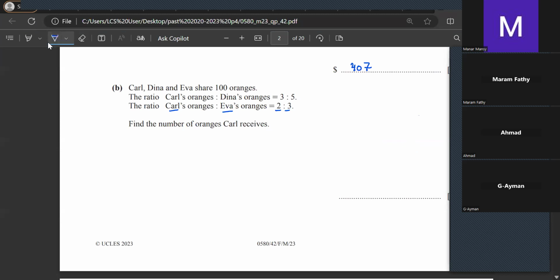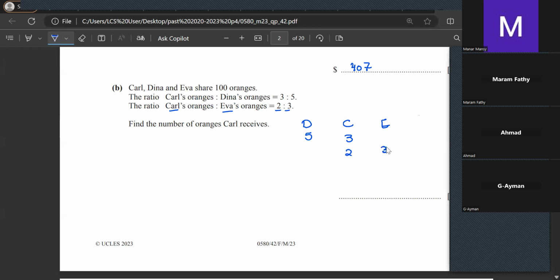Okay, again, here he's giving me, who just joined, please concentrate in this part, the number of oranges Carl received, and he gave me two ratios, not one ratio. I have to combine them in only one ratio. I am going to write the three names and let the common one be in the middle. So I will write here Dina, Carl, and Eva. Given Carl to Dina, 3 to 5, from Dina to Carl it will be 5 to 3. Then from Carl to Eva, 2 to 3.